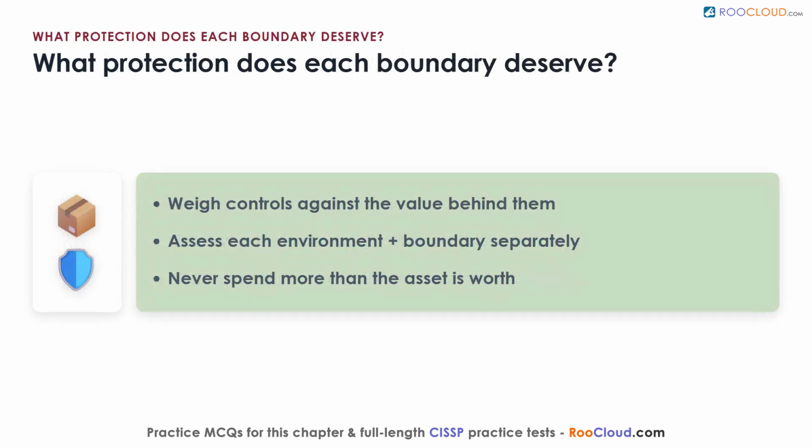How do you decide what protection each boundary deserves? You weigh the controls against the value of what sits behind them. Handle each environment and each boundary separately. Then pick the most reasonable and cost-effective mechanism for that specific spot.